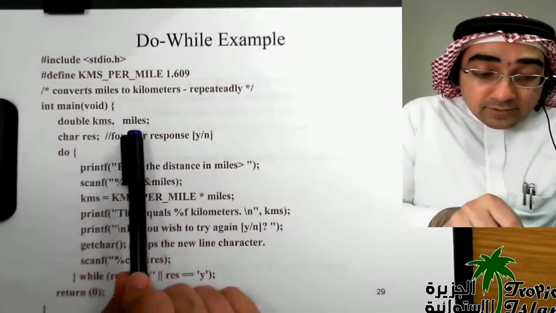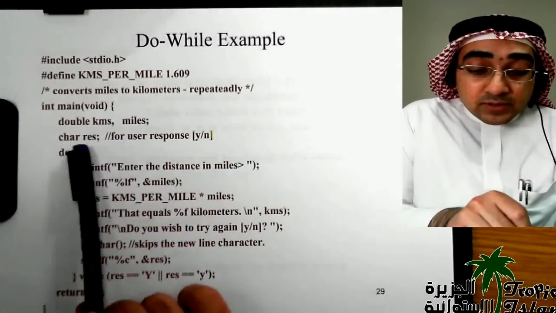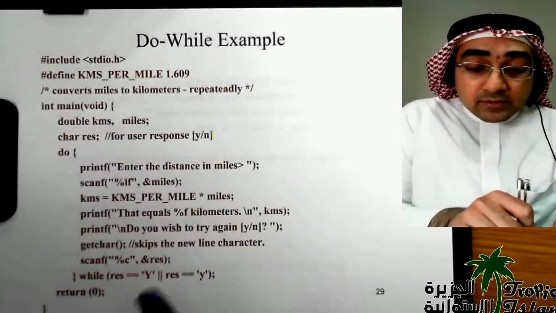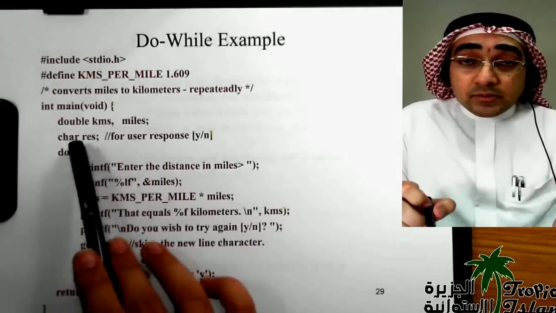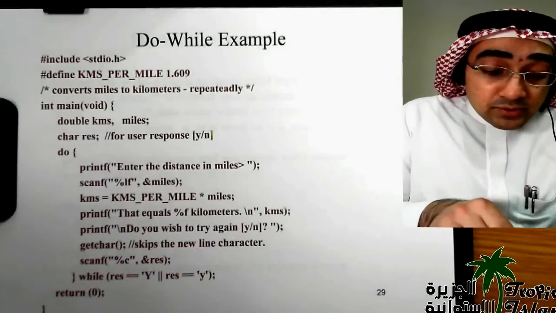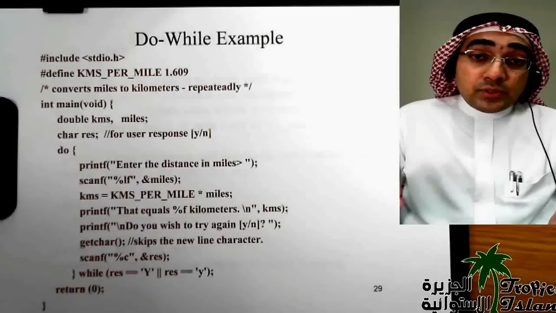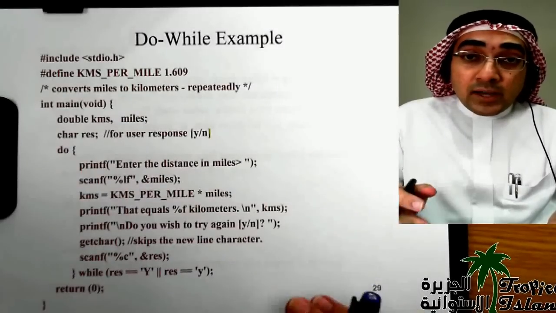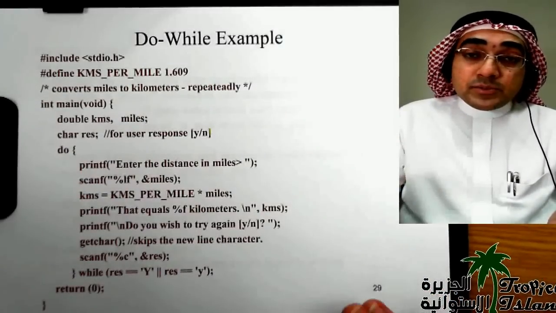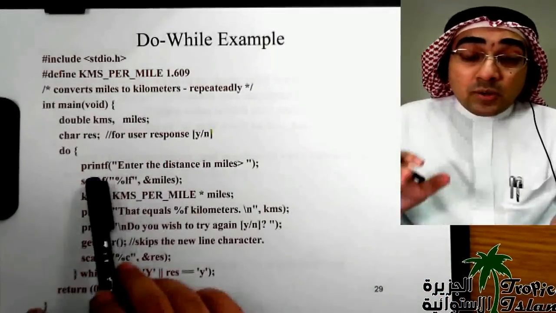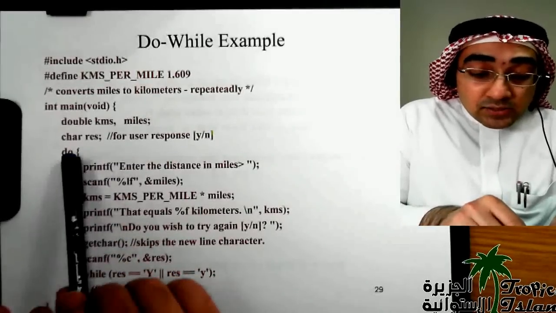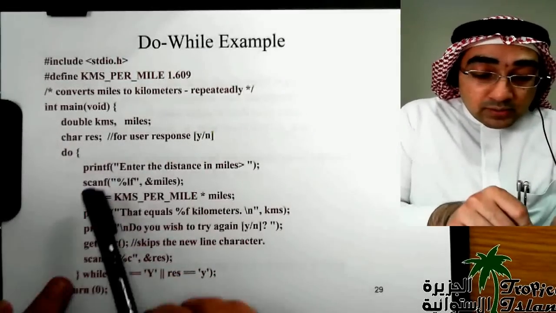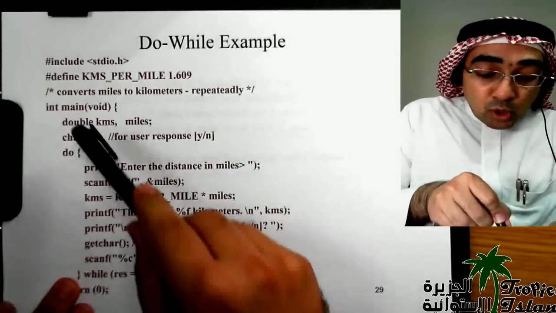Okay, so let's come back to our example. We have kilometers and miles. We define them as constants, and we define a character as res. This is a character. What we were trying to do with res is ask the user to input a y or an n. If he inputs a y, that means he wants to continue the program. If he inputs an n, it means he wants to stop the program. Okay, and in the do while, we do, and between the two curly brackets we put all the statements that we want to conduct.